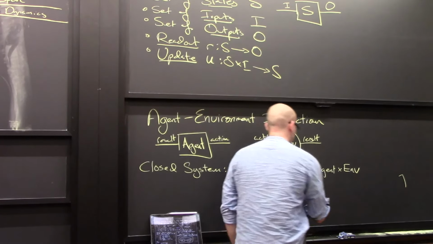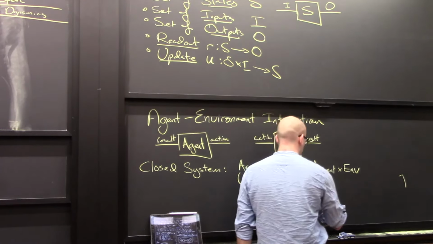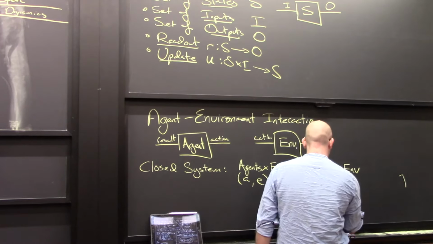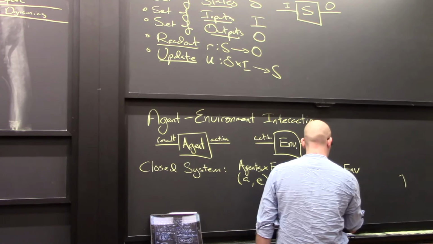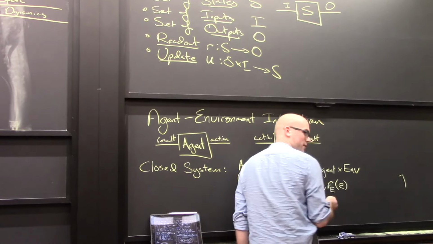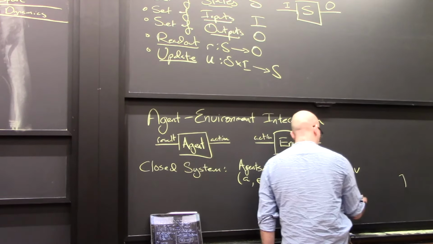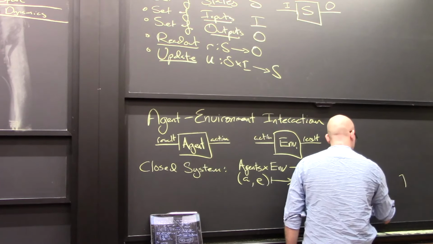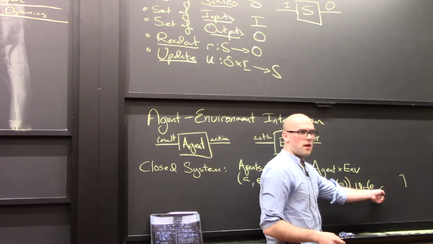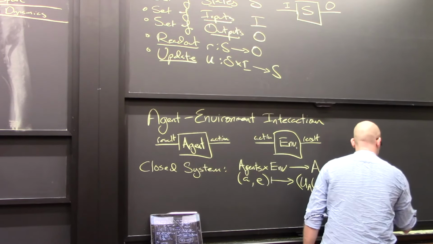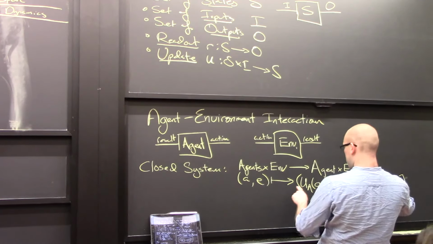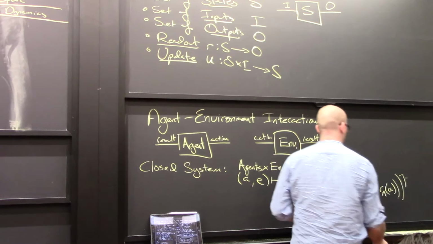So the new agent state here will be the update of the agent on the agent's current state and the result of the environment in its current state. And meanwhile, the environment is going to do the same. It will take its current state and the result of the agent, the action that the agent does in its state, and it will update. And matching parentheses says one more.